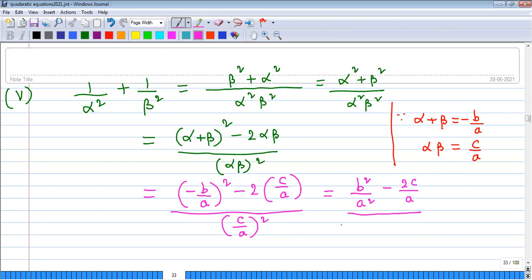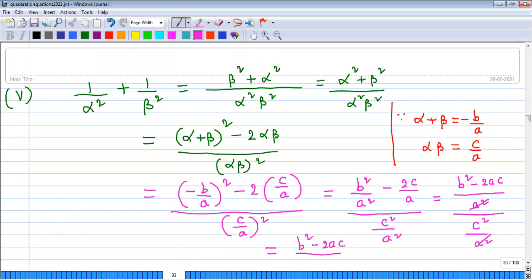This will be c square upon a square. Here once again a square is the LCM in the numerator. A square cancels, we get b square, negative sign, a square divided by a into 2c is 2ac, upon c square by a square. What happens now here? This a square cancels. What is the remaining one now we have? b square minus 2ac upon c square.